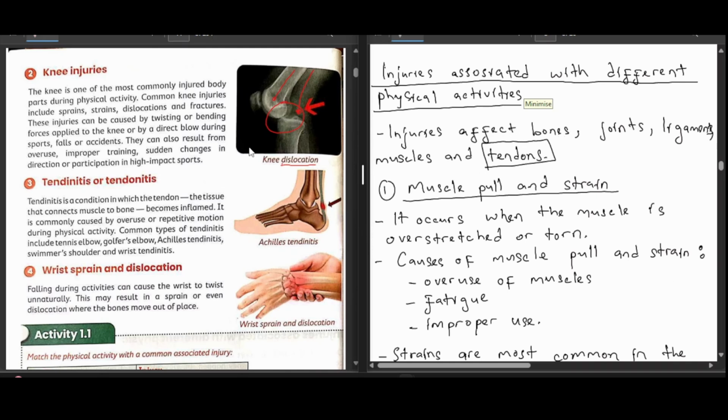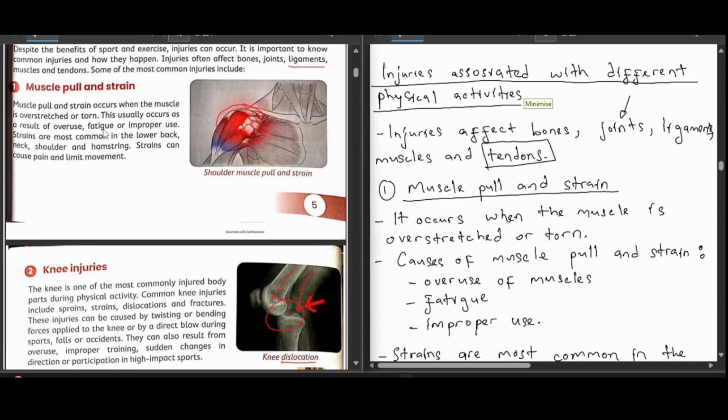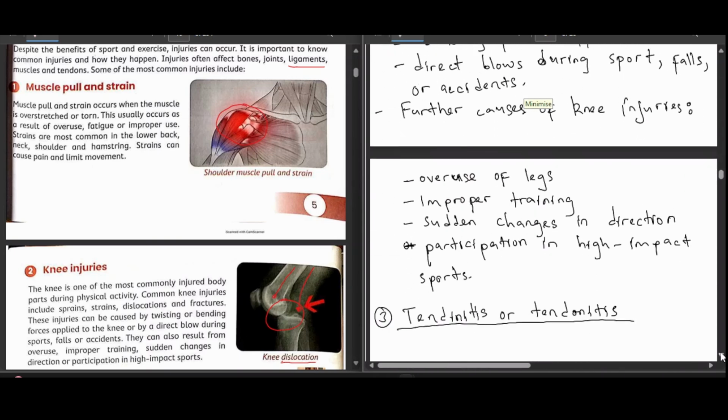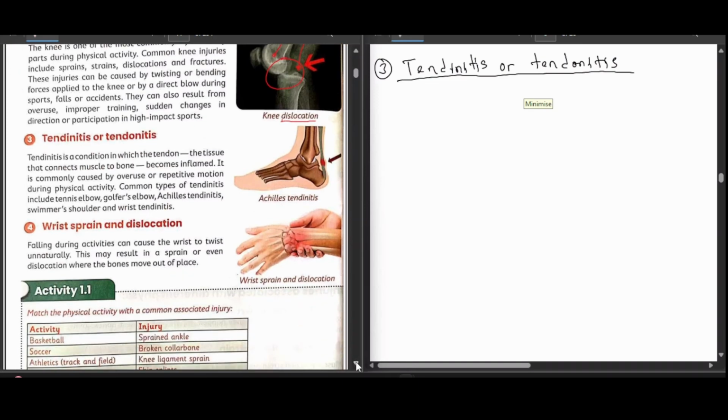And when we spoke about knee injuries, this was an injury to a joint because there is a joint here. And when we spoke about muscle pull and strain, that was injury to muscles. So we spoke about injuries associated with joints, then injuries associated with muscles. We now want to look at injuries associated with tendons. So what do we want to learn here?